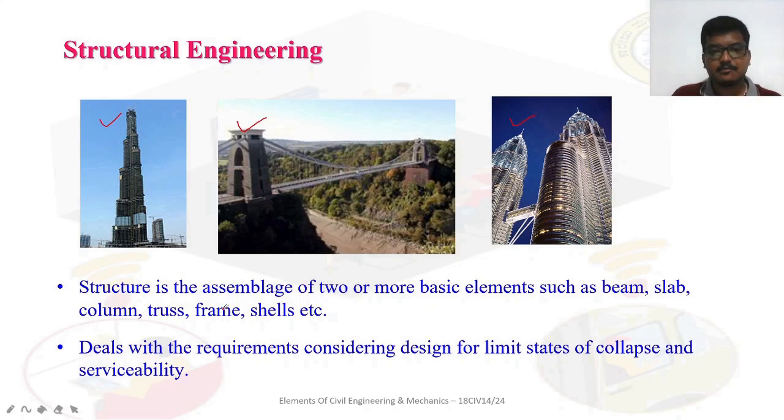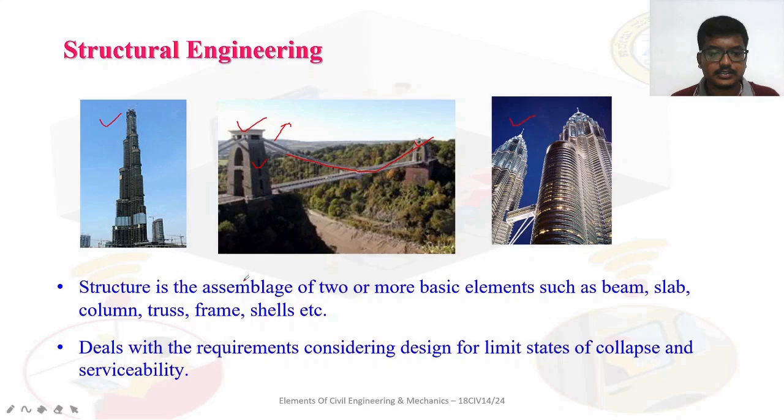A structure is the assembly of two or more basic elements such as beams, slabs, columns, trusses, frames, shelves, etc. Here a bridge is there, so it is supported by this. Okay, so it is a bridge. It is held by the ribbons. Fine, it's a cable-stayed bridge.